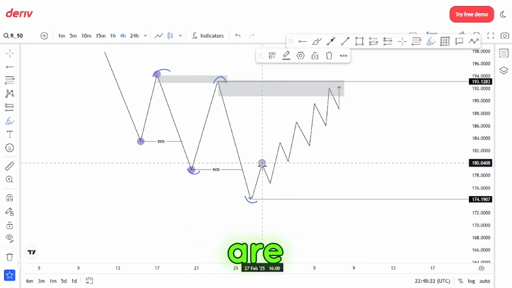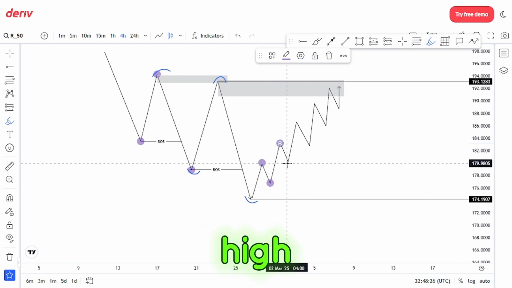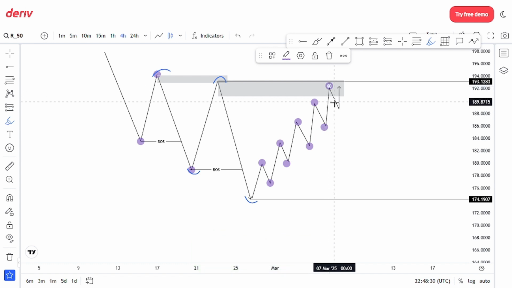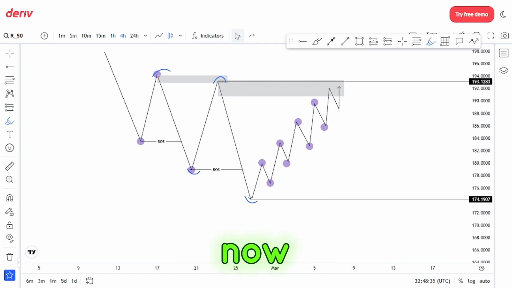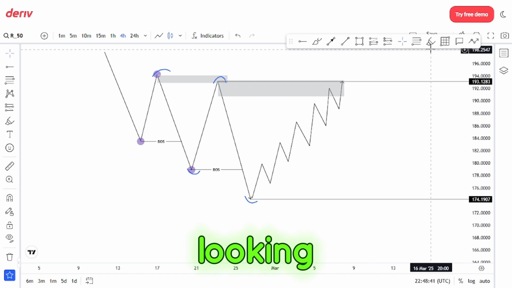Then we know that we are going to look for short-term buys. As we can see here, we had a high, higher low, higher high, higher low, higher high, higher low, higher high, higher low, higher high, higher low. Then we failed to break the structure just because now we are at an area of value or a POI. Then that is when you get that realignment that we are looking for.